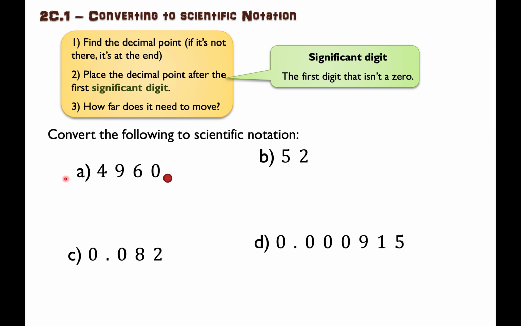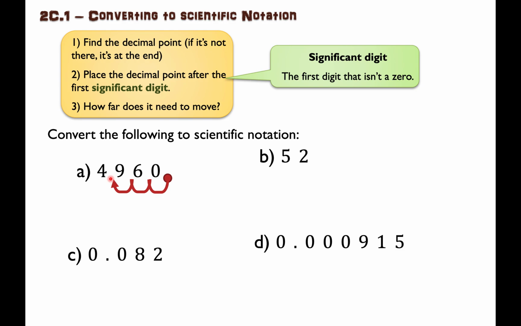So if we read from left to right and have a look, oh, there we go, 4. That's the first significant digit. So the decimal point needs to be right there. That's where we want it to be. So we're going to have to move it. We'll have to think about how far it has to move. To get to this point here, the decimal point has to move to the left 1, 2, 3 places.